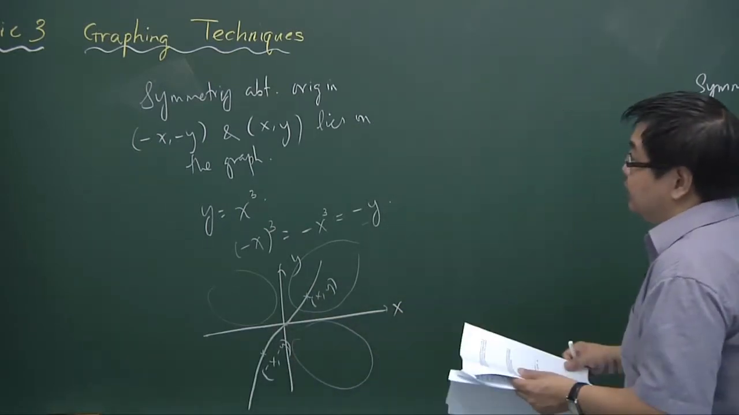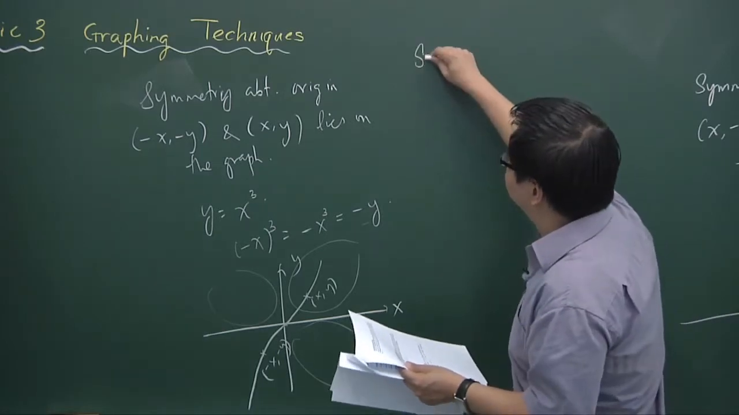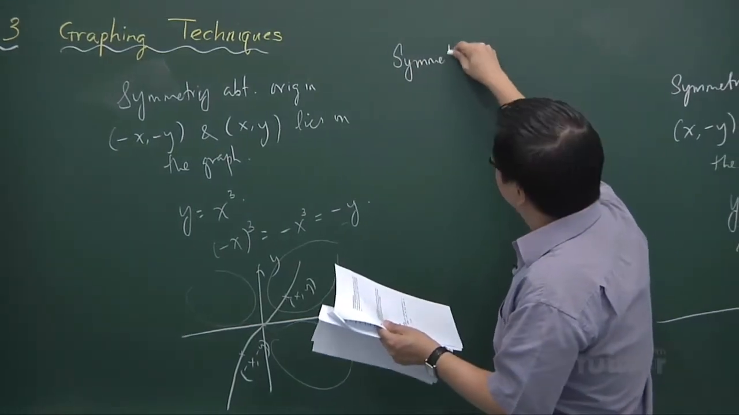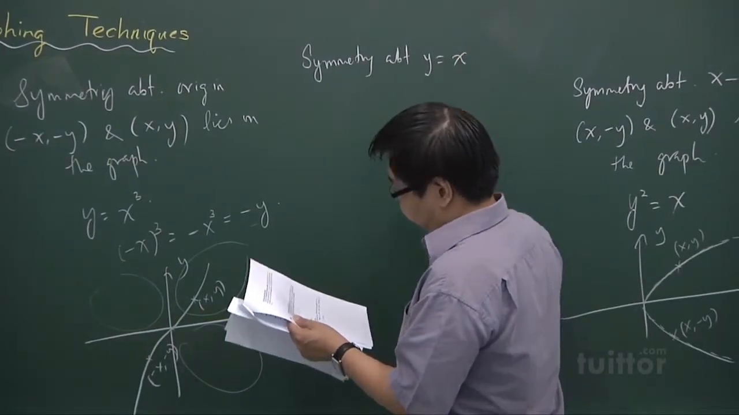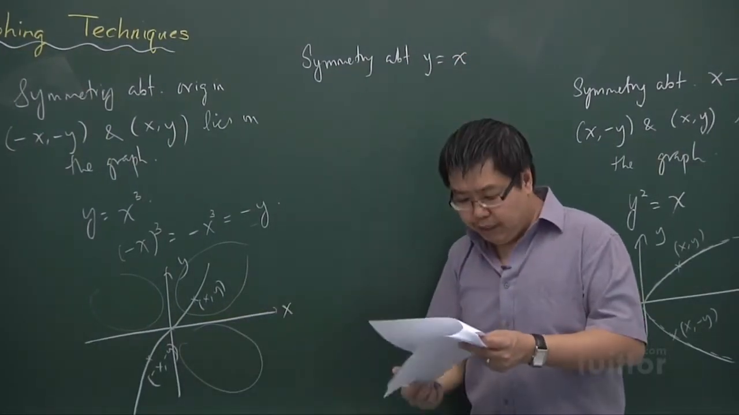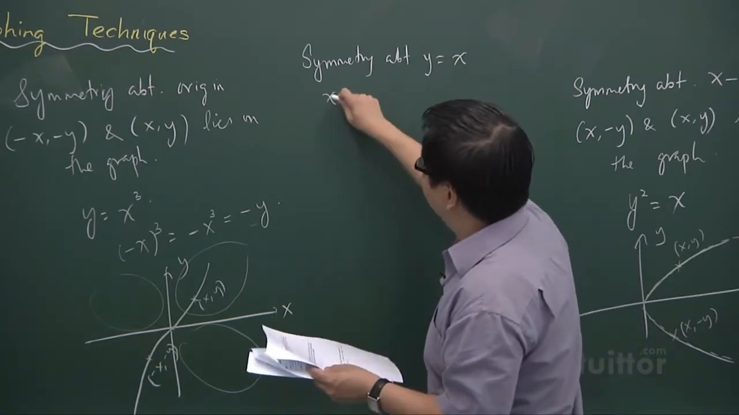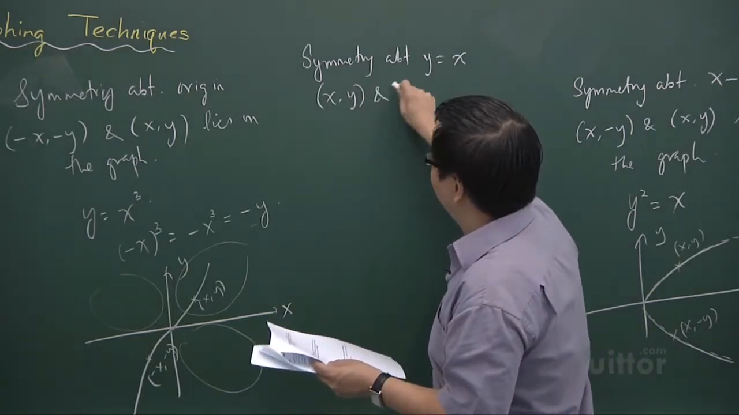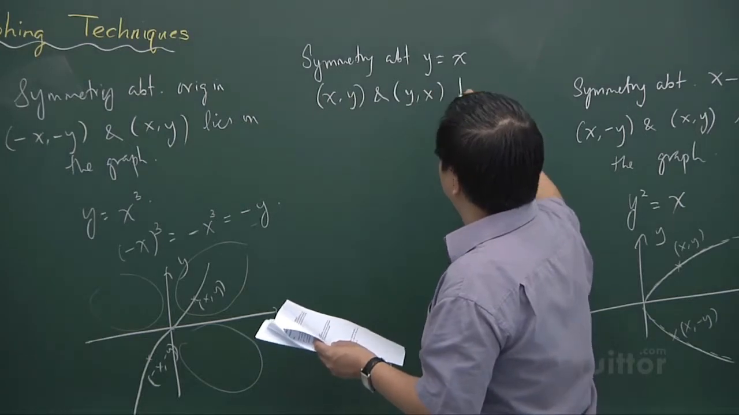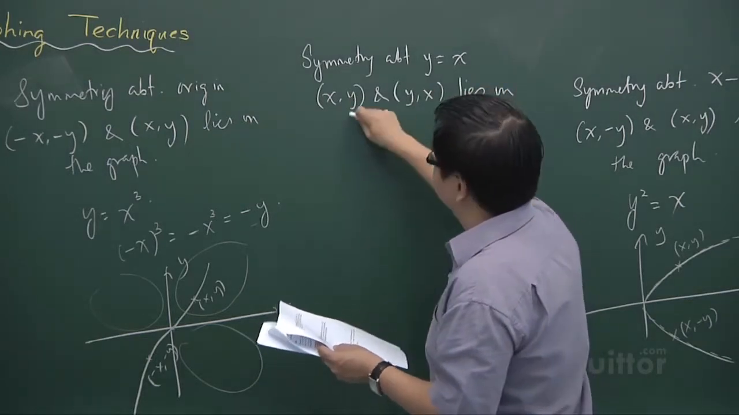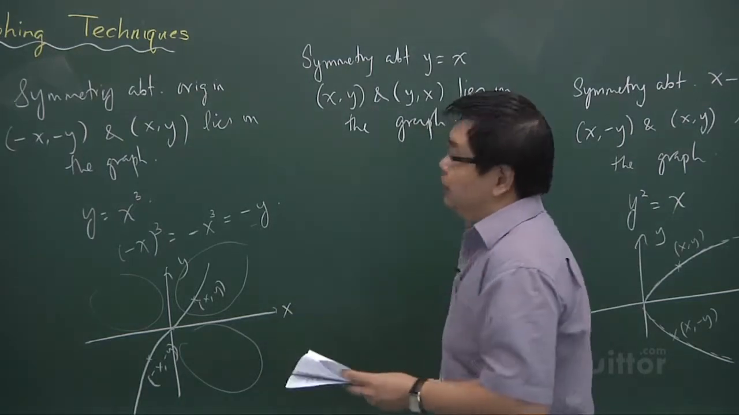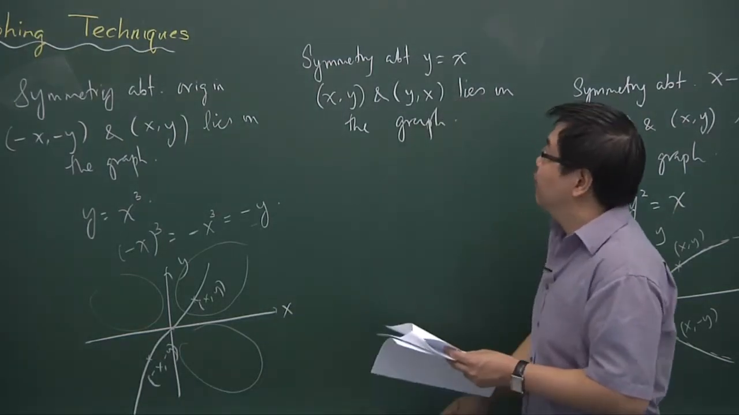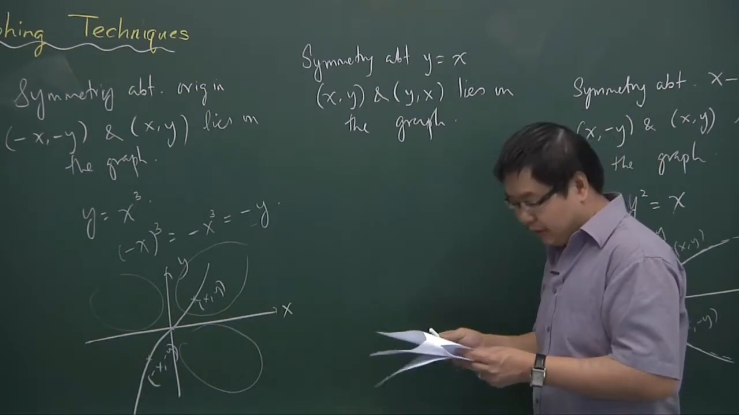The fourth and last type of symmetry is what we call symmetry about y equals x. Now this is where if (x, y) lies on the graph, then (y, x) also lies on the graph. Okay? Now when that happens, what we call is the symmetry about y equals x.